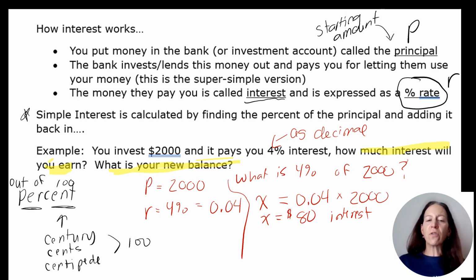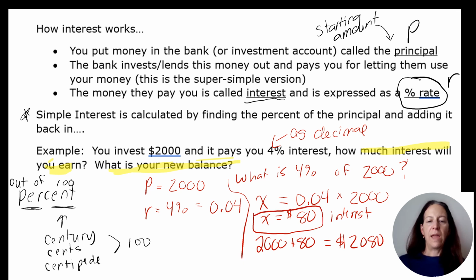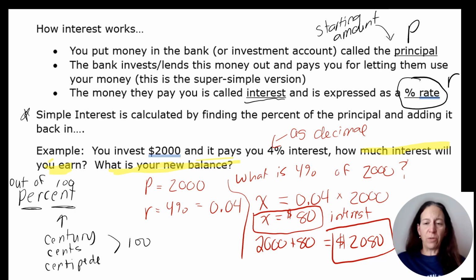Now, the other question there is, what is your new balance? Well, the old balance was 2,000, and now you're going to add 80 to that. And so your new balance is 2,080. And again, both of those are questions that are likely to be asked. So what is the interest and what is your new balance? And for one of them, you would have to add that in.